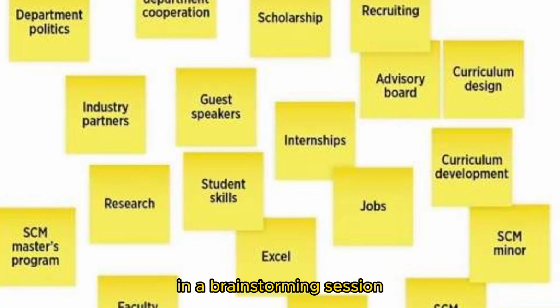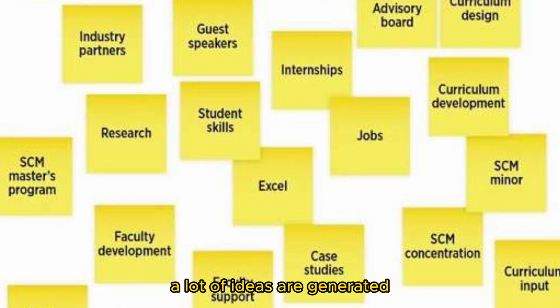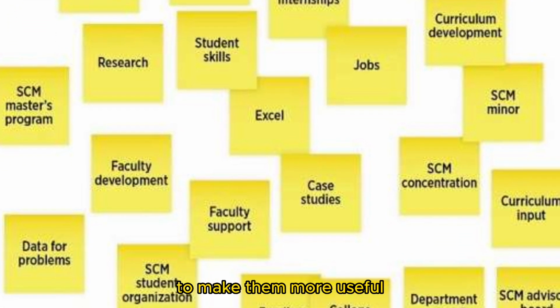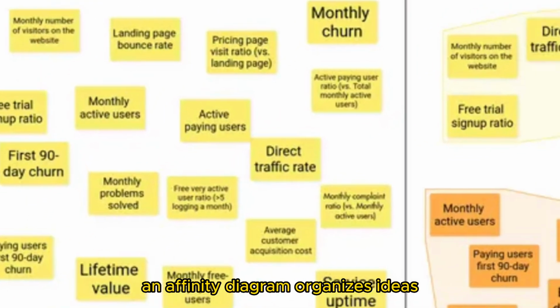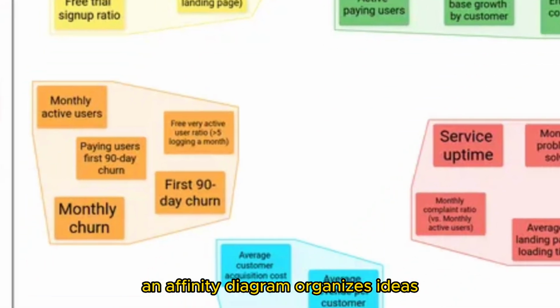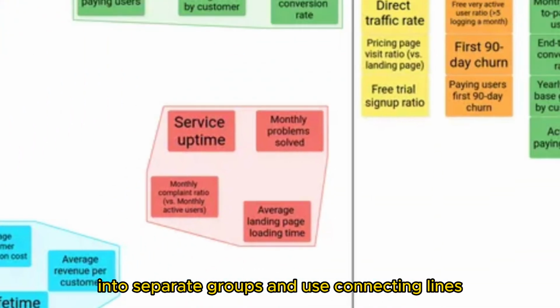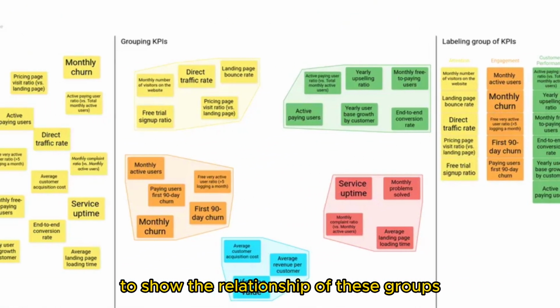In a brainstorming session, a lot of ideas are generated. How do you organize these ideas to make them more useful? This is where the affinity diagram comes in. An affinity diagram organizes ideas into separate groups and uses connecting lines to show the relationship of these groups.